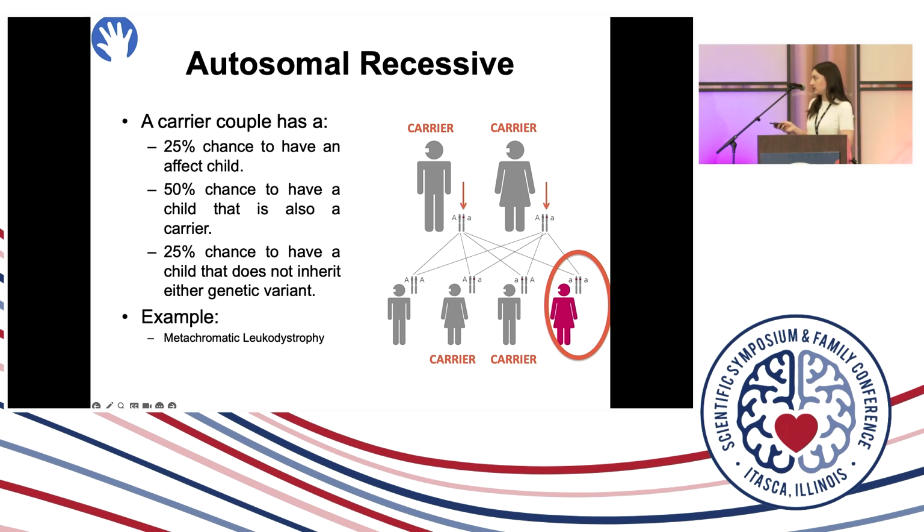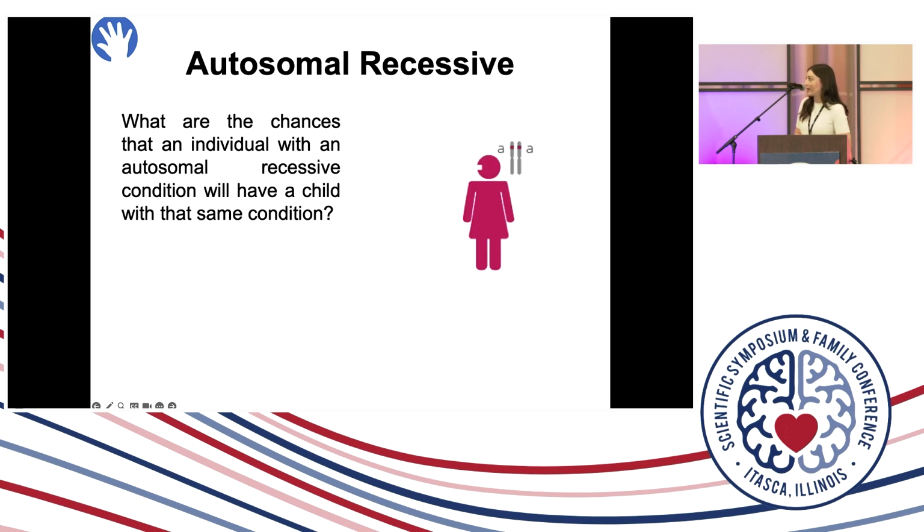An example of an autosomal recessive condition is metachromatic leukodystrophy, or MLD. And I chose that as the example condition for autosomal recessive because, as some of you guys may know, we have a new FDA-approved treatment for MLD.